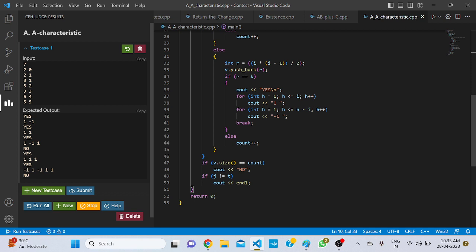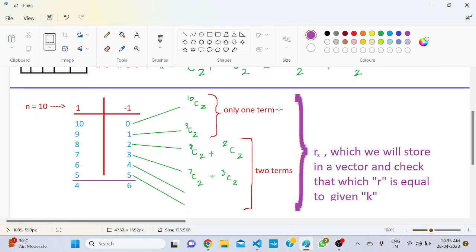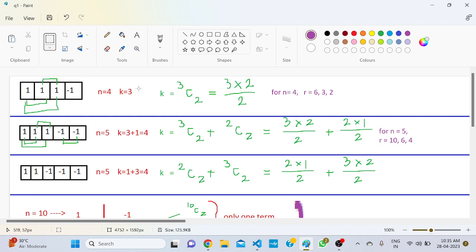So if our count is equal to the vector size, we will print no. How can it be proved? It can be proved like this. Look here. For n equal to 4, there are only 3 cases: 6, 3 or 2. How can we conclude this? For n equal to 4, either k is equal to 4C2, which is 6, or k is equal to 3C2, which is 3, or k is equal to 2C2 plus 2C2, which is 2.